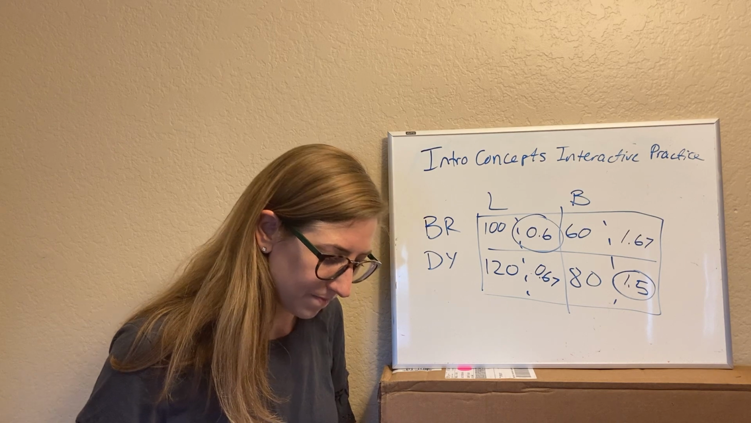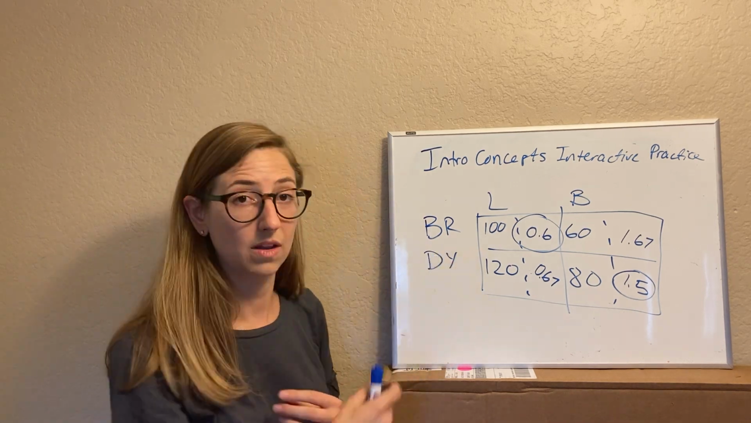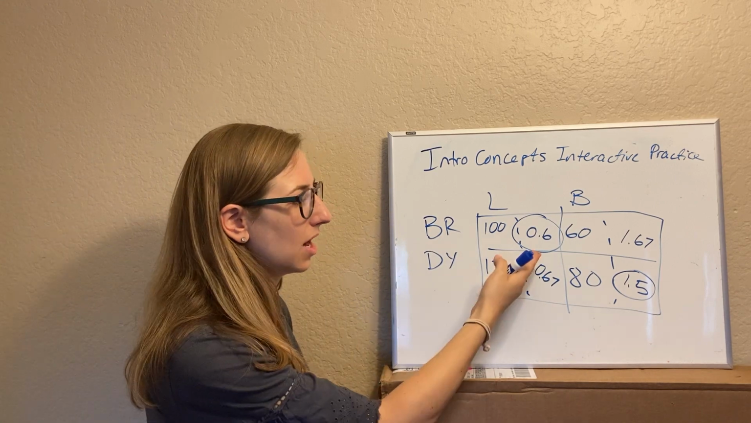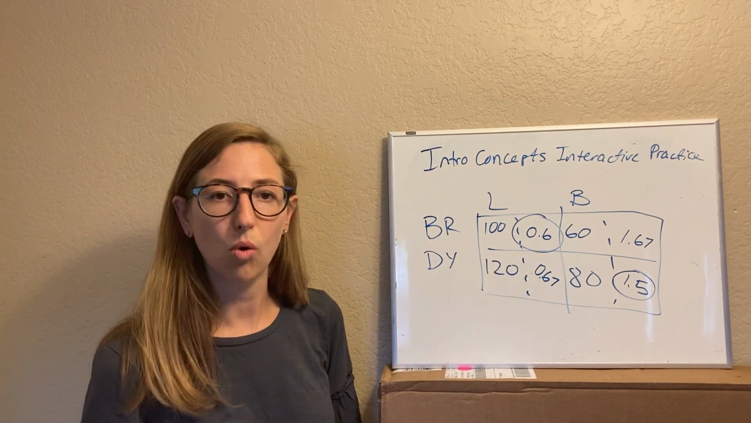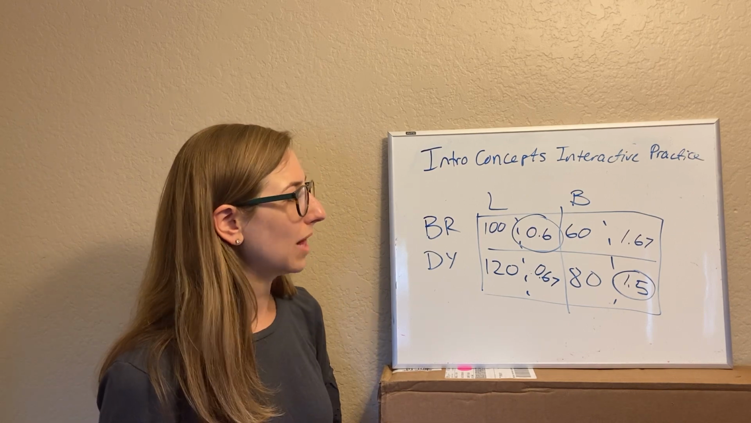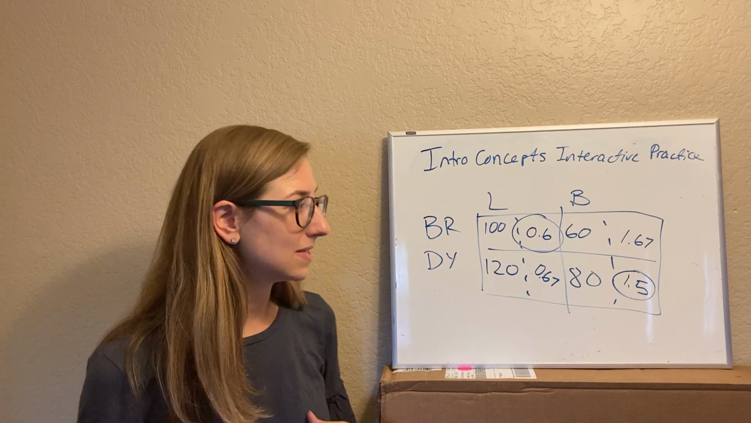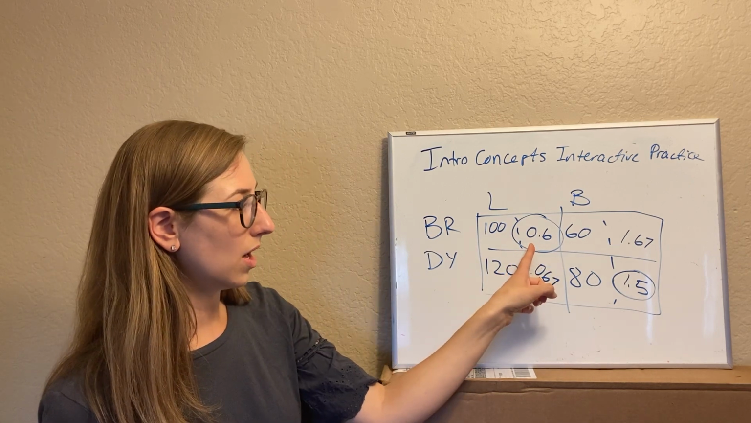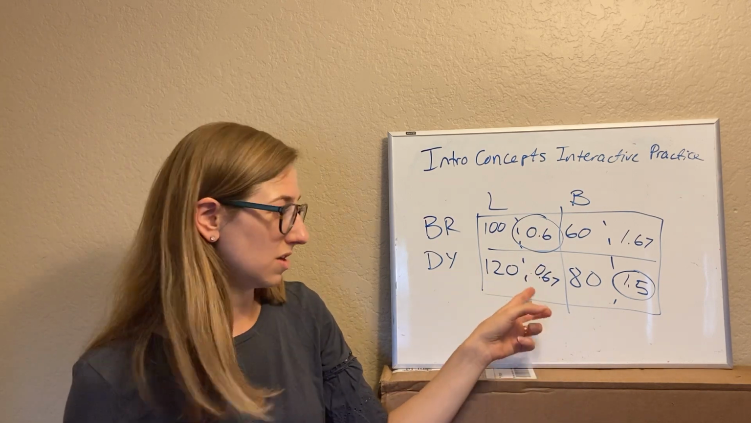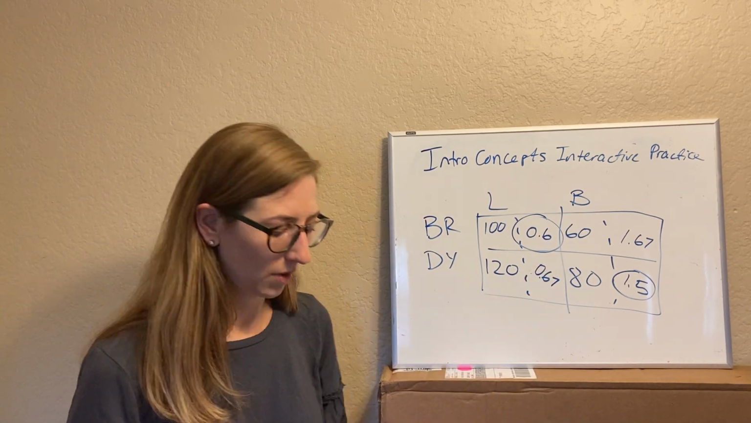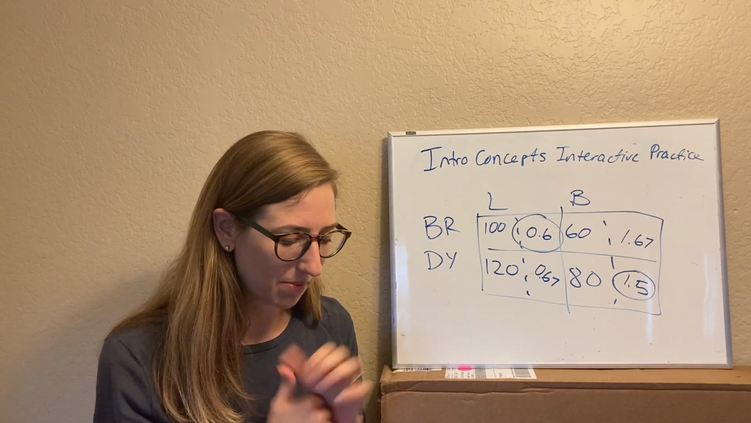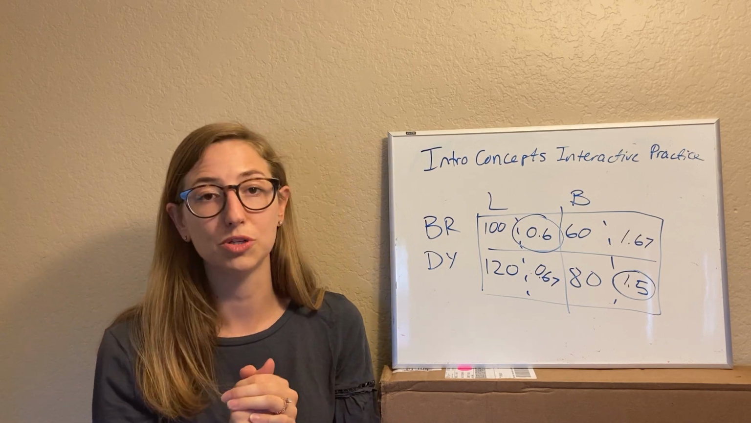Make sure you explain with the numbers. BlackRock has a comparative advantage in producing lattes because it only has to give up 0.6 boba teas to make a latte, while DeYoung's has an opportunity cost of 0.67. It's always a good idea to justify with the numbers to really convince me that you know what you're talking about.